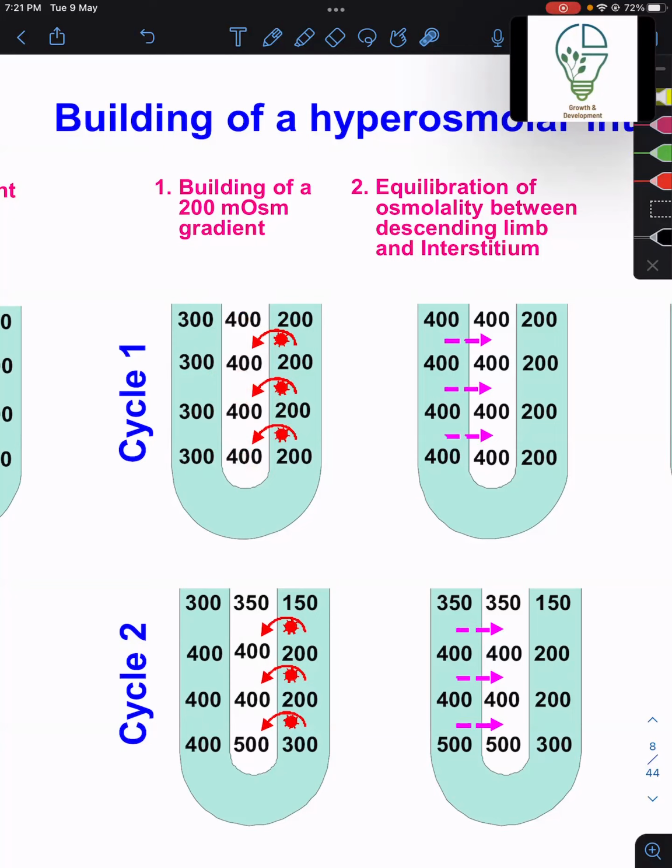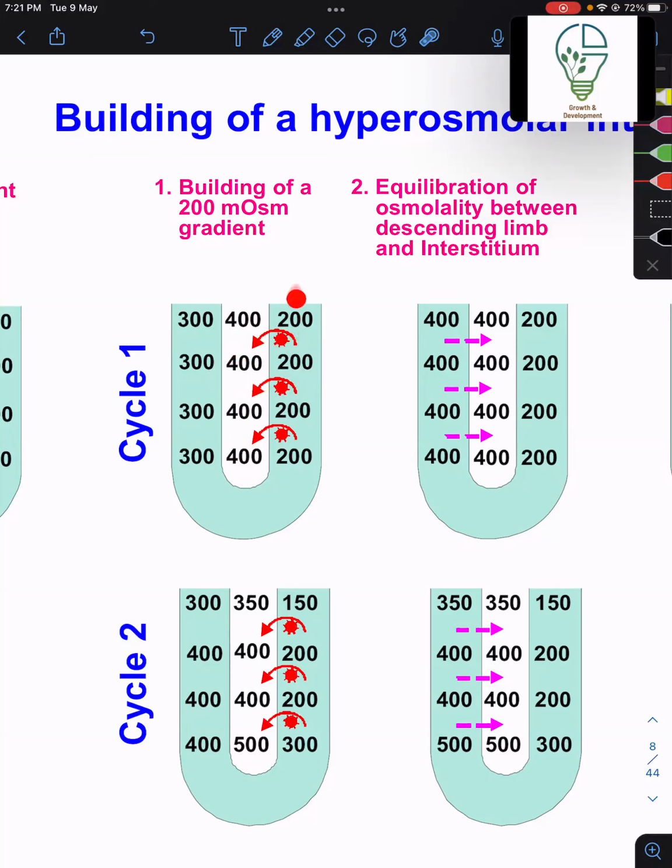So the way that's going to happen is, if you look, I have my ascending loop of Henle, right? And I told you that my ascending loop of Henle is only permeable to solutes. Okay, it's not permeable to water, it's only permeable to solutes. So what my ascending loop of Henle is going to do is start pumping some solutes from the tubule into the interstitium. Okay, and it's specifically trying to reach this target goal of a difference of 200 milliosmoles, right? 400 minus 200 is 200.